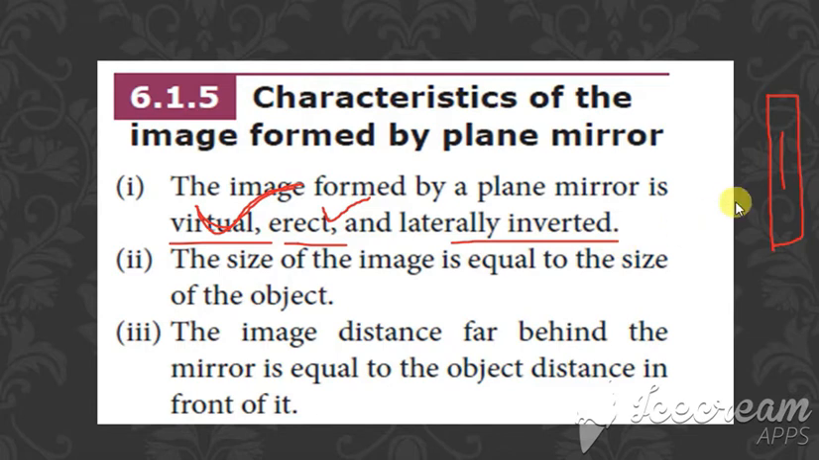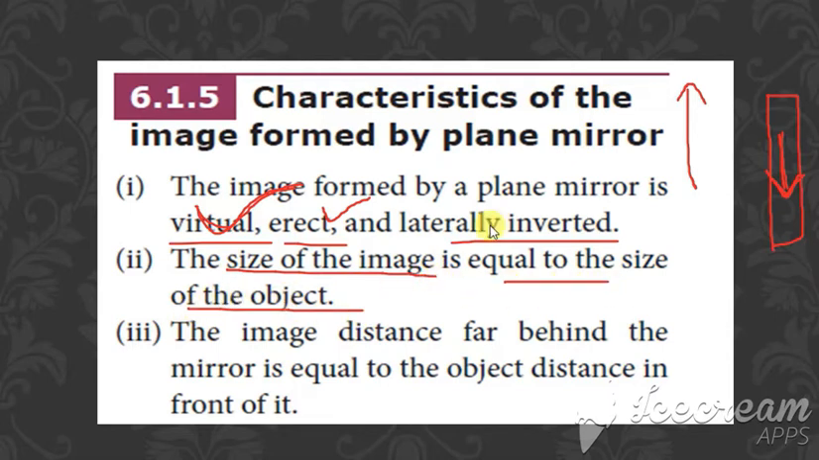Okay, and inverted is, it will be inverted. So vice versa it will be formed. So if this is the object and this will be the image, then the size of the image is equal to the size of the object. So how much is the size of the object? Same will be the size of the image also.